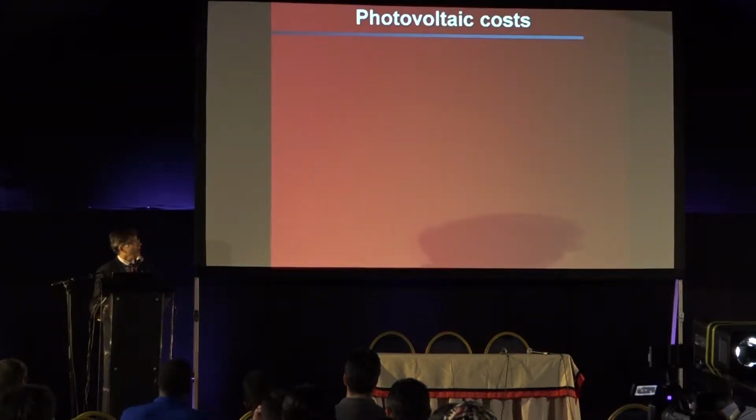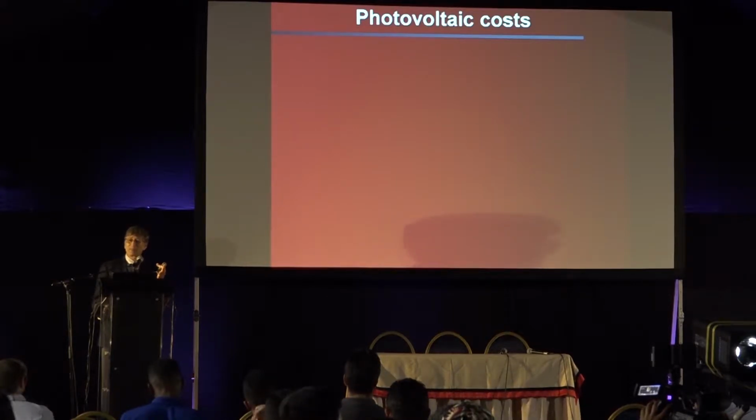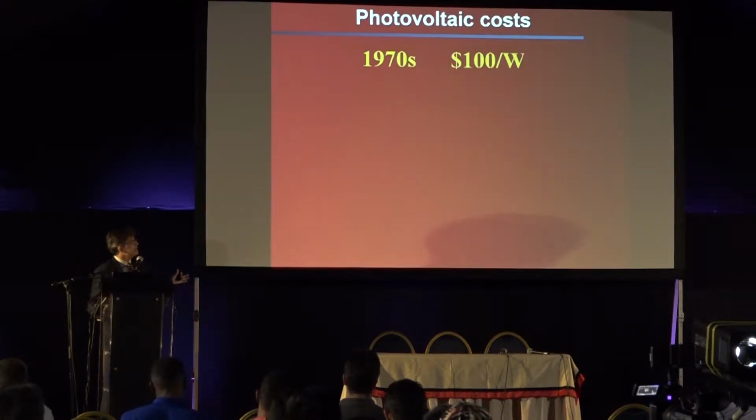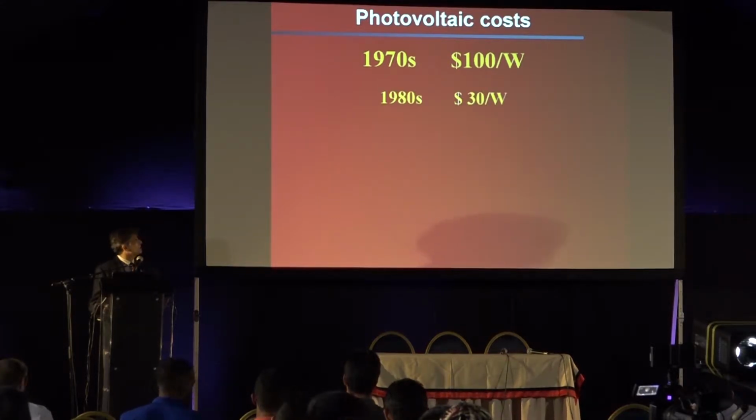Now, when it comes to costs, I said that the cell was first developed in 1954. Well, the photovoltaic panels were really produced for the space application, and so in space, cost was not a consideration. In fact, the cost of the panels was a very small part of the overall cost in the space race. And so in the 1970s, in ballpark numbers, the cost of solar panels was in the range of $100 a watt of output. Well, in the 1980s, it went down to $30 a watt.